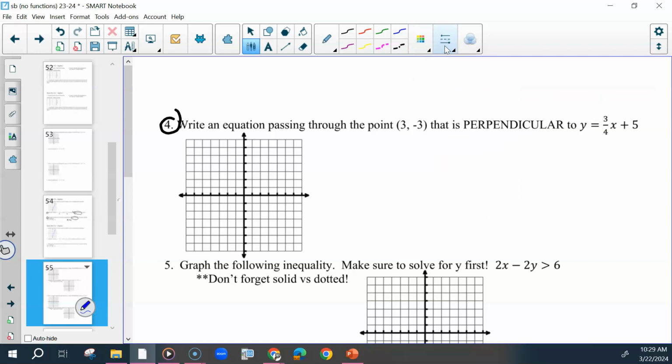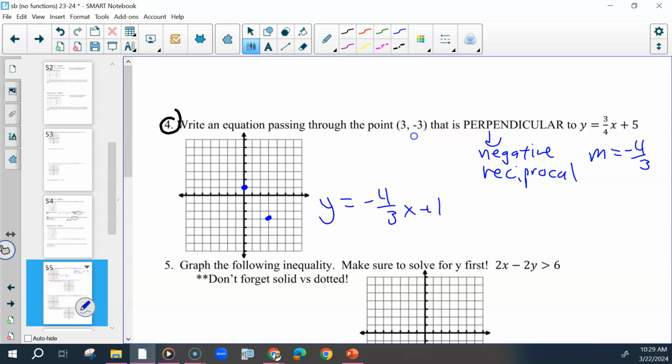So you have to write the equation that's passing through this point, 3, -3. That is perpendicular, so we have to remember negative reciprocals. The negative reciprocal slope to what's given would be -4/3. And then I could graph that on here. Go up 4 to the left 3. And then write the equation. Y equals -4/3x plus 1.